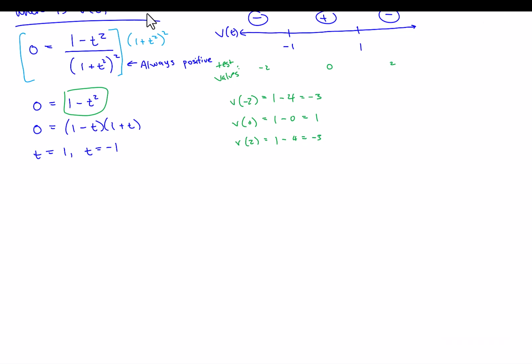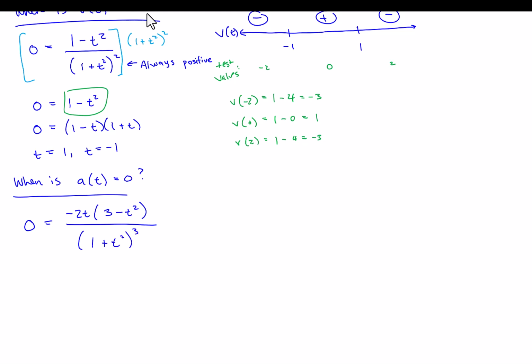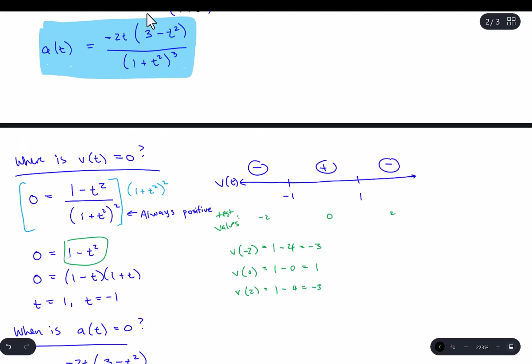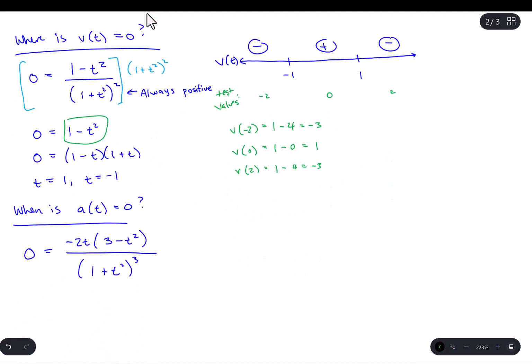Let's look at acceleration. So when is the acceleration equal to 0? And again, ultimately, I want to know what happens. I want to know when it's bigger than 0 and when it's smaller than 0, but it's easier to first figure out when it's equal to 0 and then get the other points from there. So if I take this function, which was -2t times 3 minus t squared all over 1 plus t squared to the 3rd power. And I'll just double check that again. All right, I think that's correct.